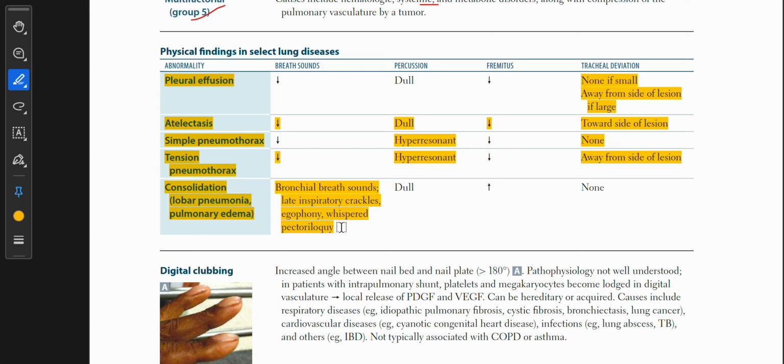So egophony is also a breath sound. It is a high pitch sound, that is egophony. And there is dullness in percussion, and fremitus is increased. Fremitus is increased, and then there is no tracheal deviation.